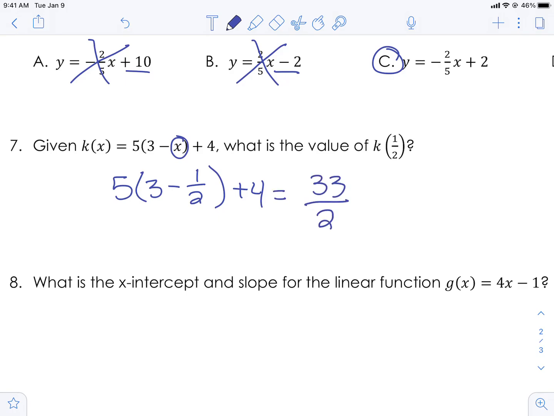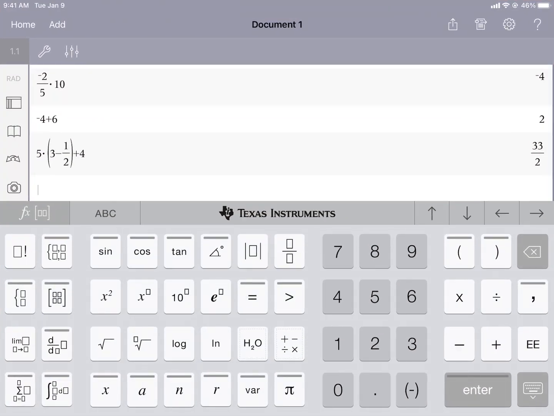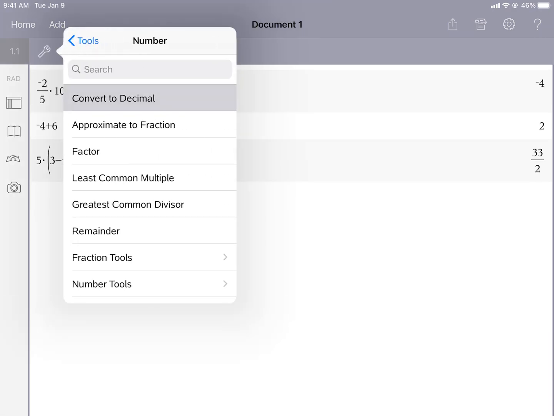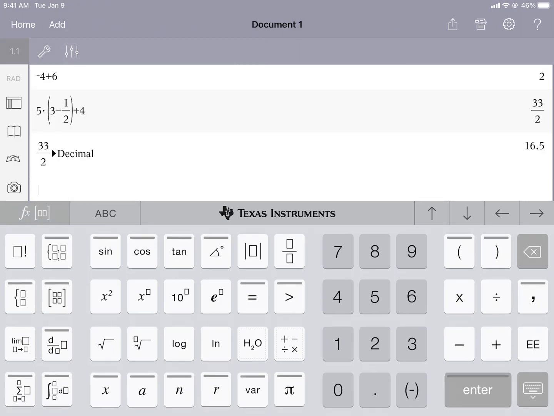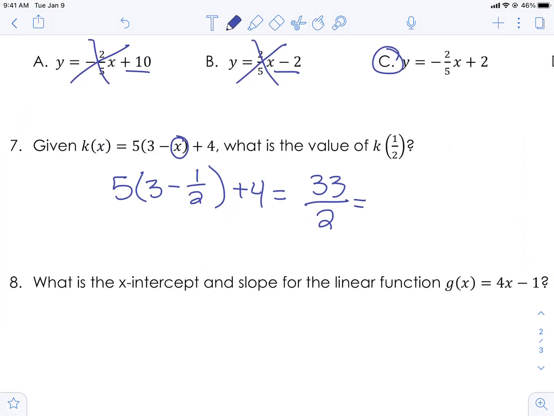Now remember, you may need to change it to a decimal, especially if it's a free response. So to do that, you're going to hit the menu or toolbar, number, convert to decimal, and you're going to hit enter, and you get 16.5. So either one of those would work.